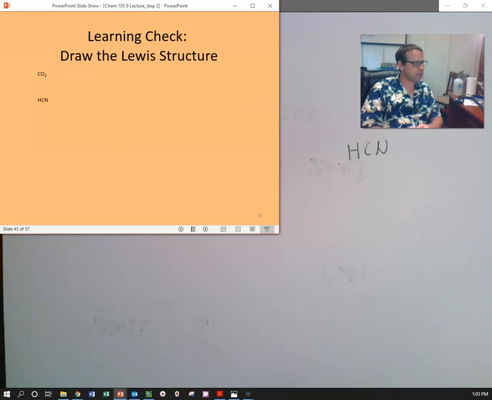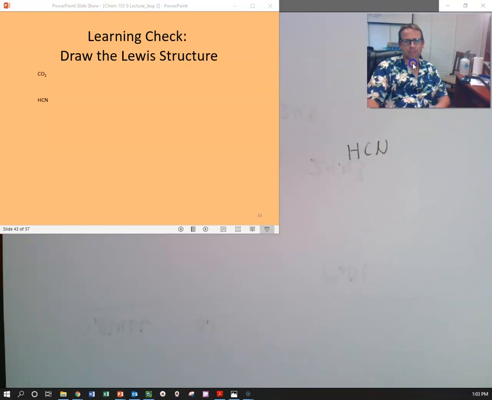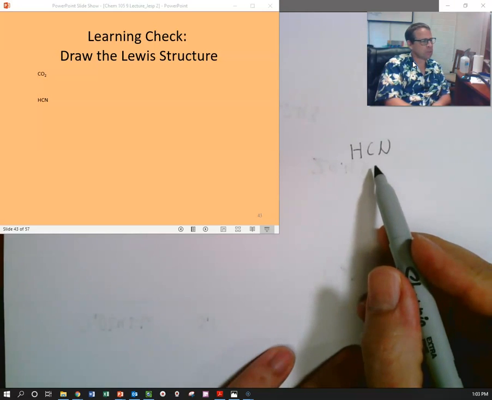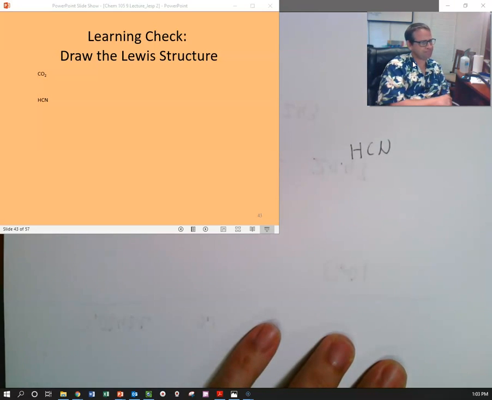let's identify the Lewis dot structure for HCN. Okay. So what do we do first, Emily? Once we have this compound, we want to write its Lewis dot structure. What's the first thing we want to do?